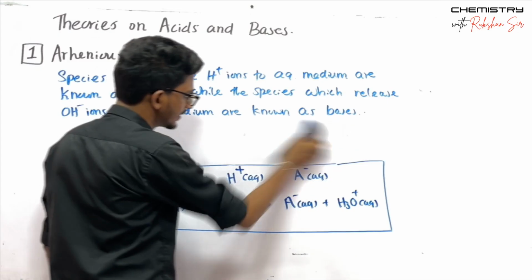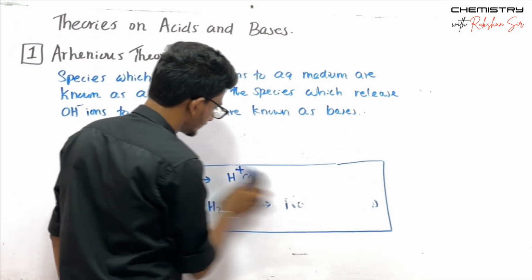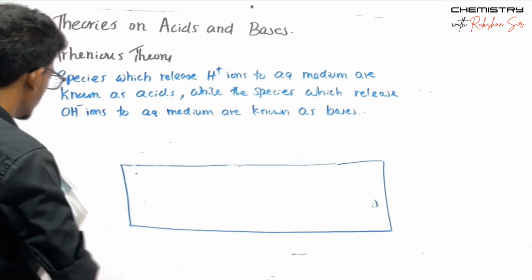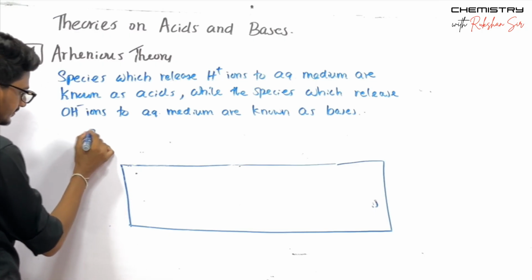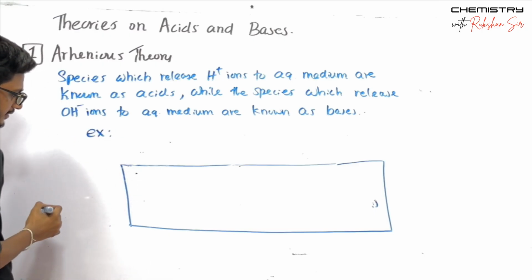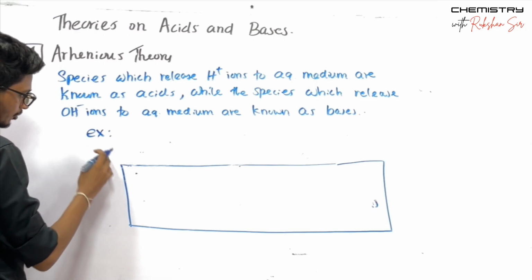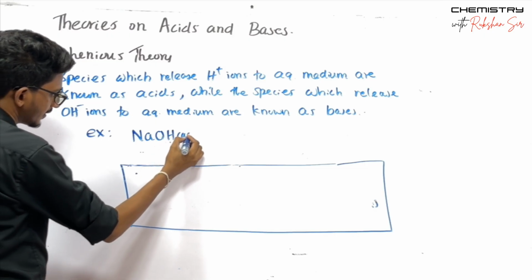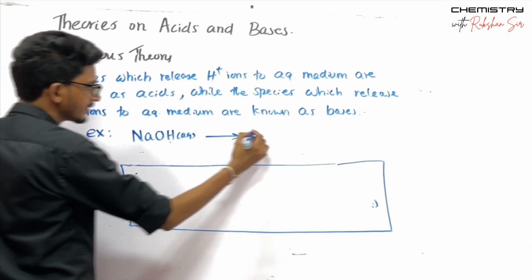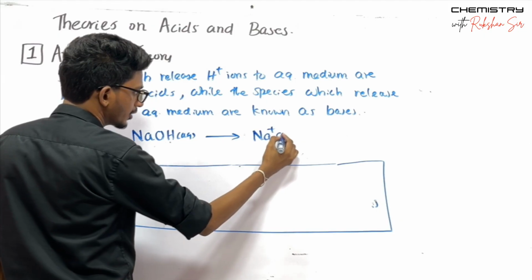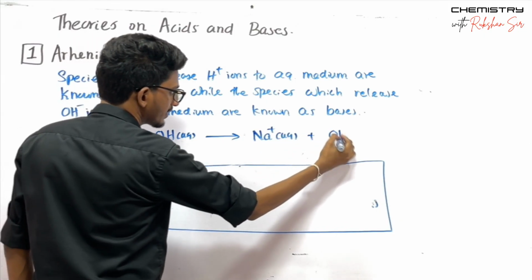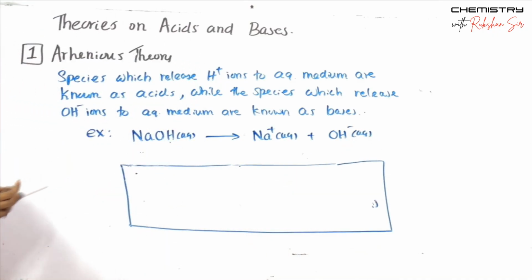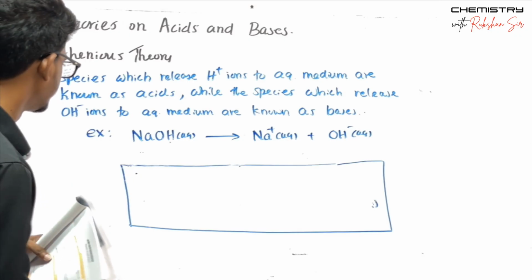So if you are thinking of bases, some good example is NaOH. It's a base, you know, from your small ages. So NaOH is considered a base as it releases OH minus ions to aqueous solutions. So NaOH can be referred to as a base.